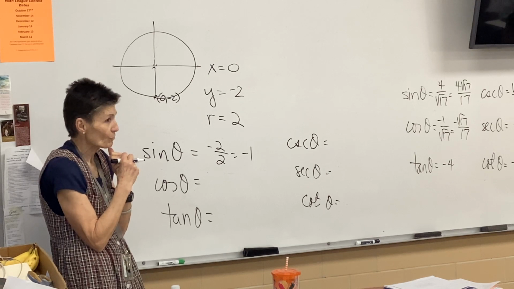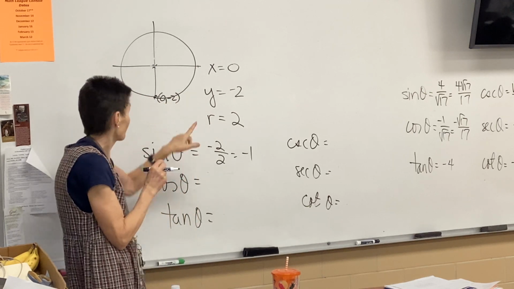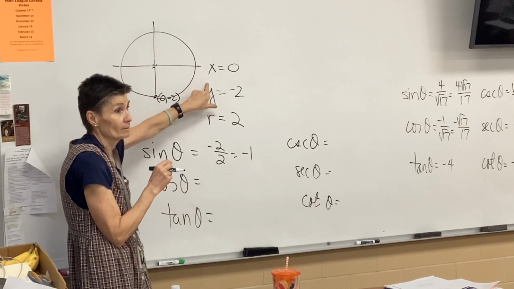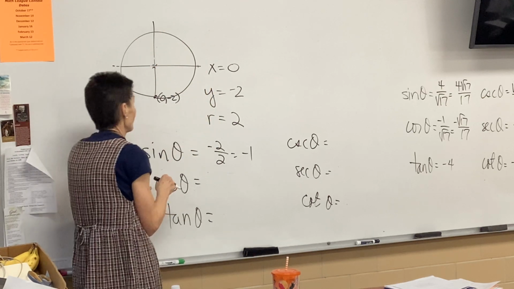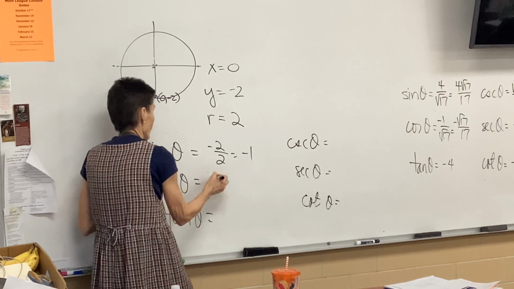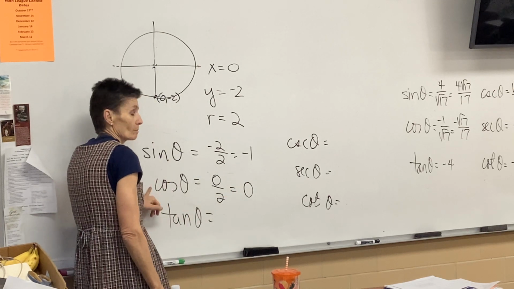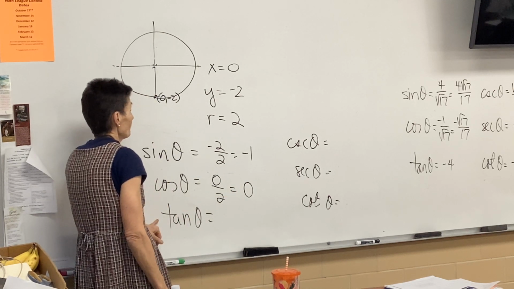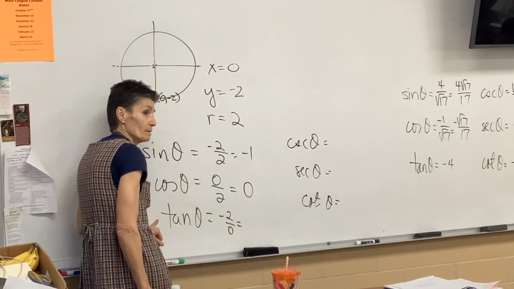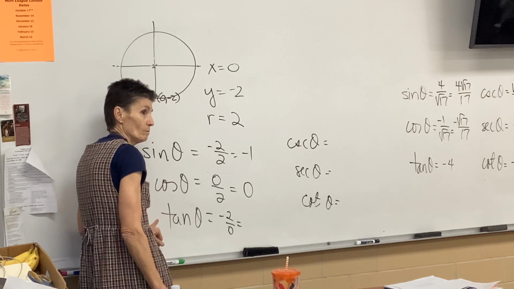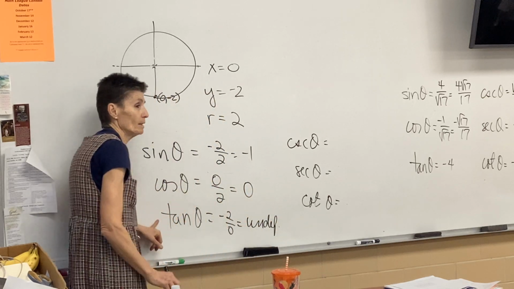When is it that I can't draw a triangle? There's only one time that I can't draw a triangle. If my point is on an axis, then I have to draw a circle. All right, what's cosine? X over r. Remember, 0 divided by 2 is 0. What's the tangent? Y over x. Negative 2 over 0, not good. What's something over 0? No, can't do it. Undefined.